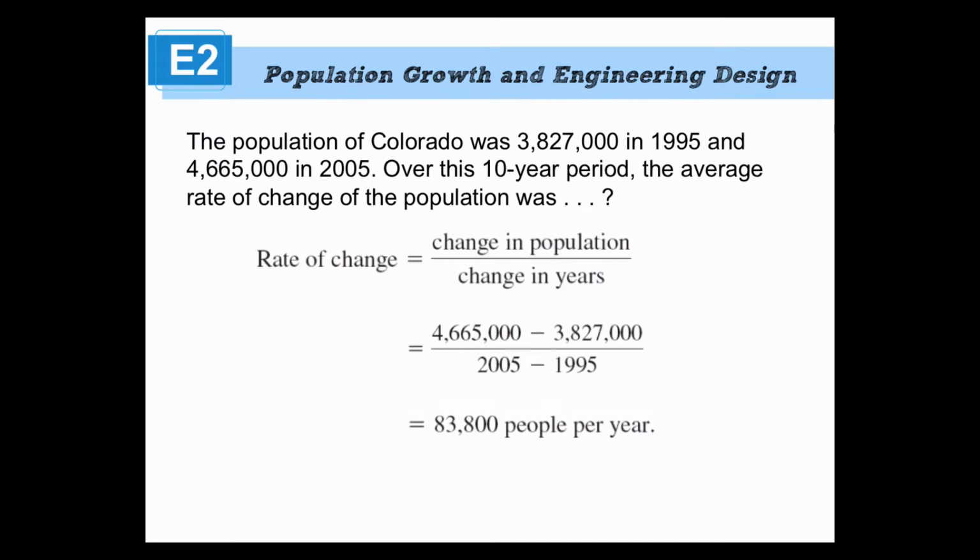The population growth from 2005 to 2015 would be higher. It would not be a linear model. A lot more people moved to Colorado recently.